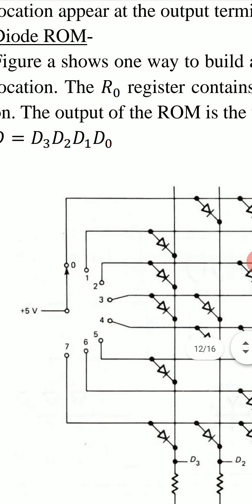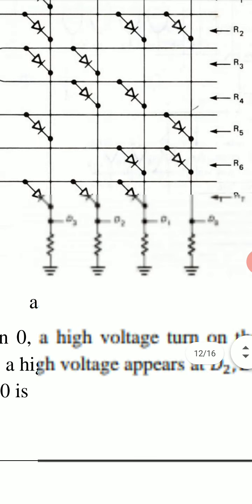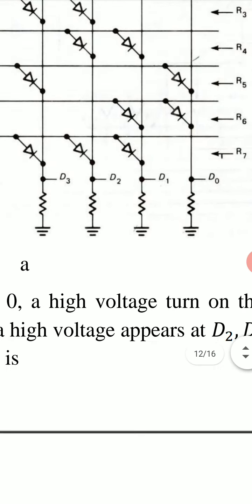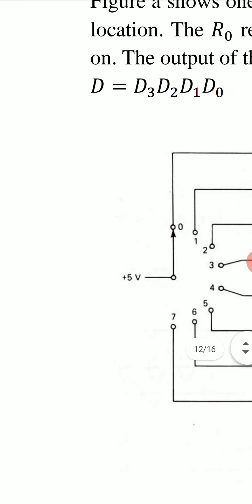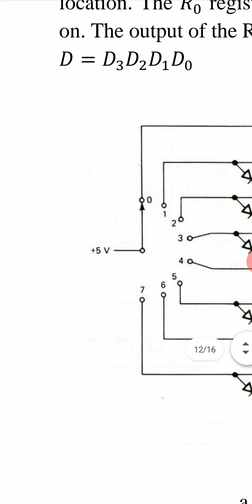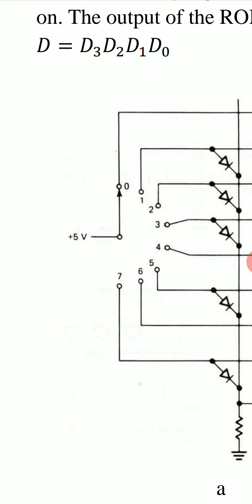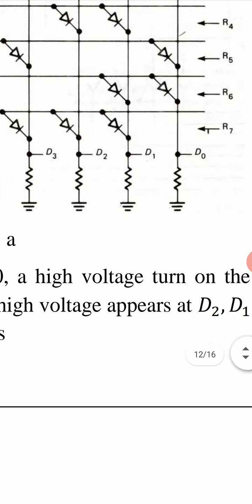The output of the ROM is the word. Output of this ROM is obtained here, and it is the word D3, D2, D1, D0. We write it as D. D is a 4-bit word, D3, D2, D1, D0. These are obtained here.